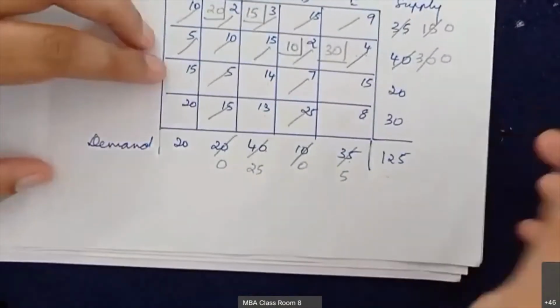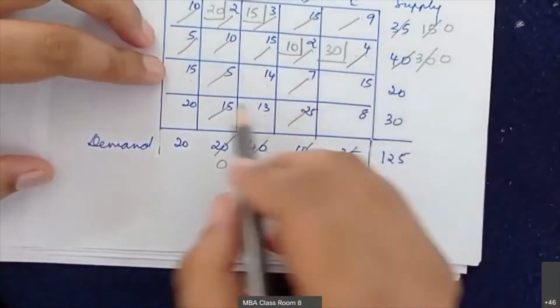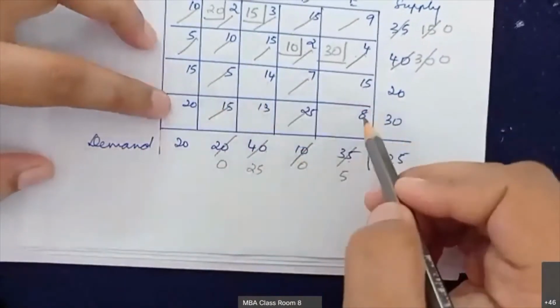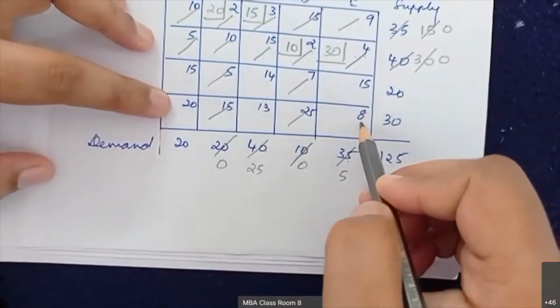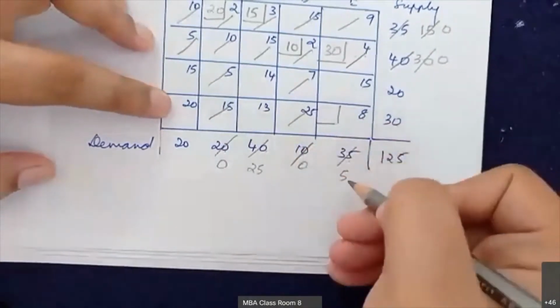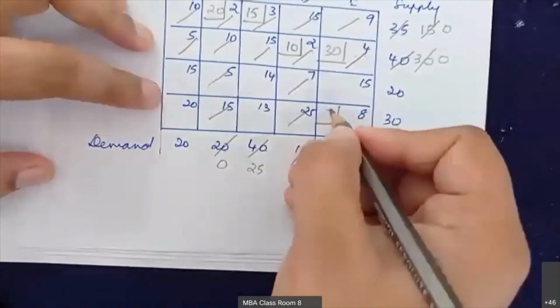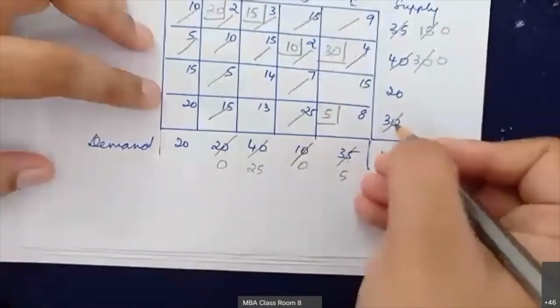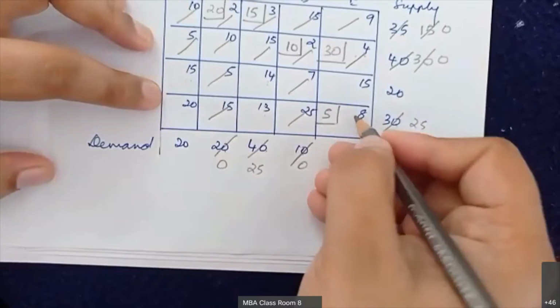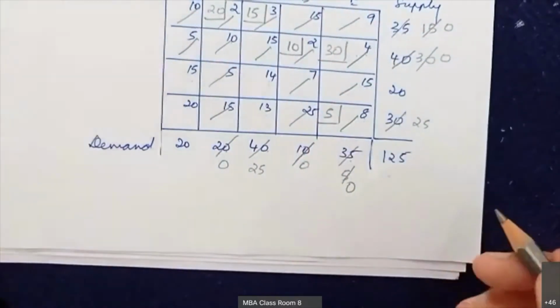Next, which is my least cost cell? Here I have 15, 20, 14, 13, 15 and 8. My least cost cell is going to be 8. So I'll allocate. Over here I have 30 and here I have 5. So I will allocate 5. 30 minus 5 is 25 and 5 will become 0. So I will cancel all the other cells in that particular column.